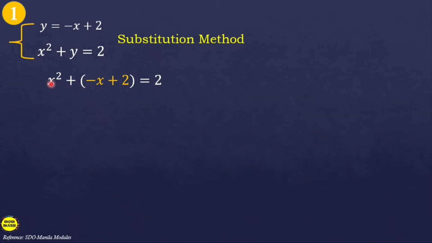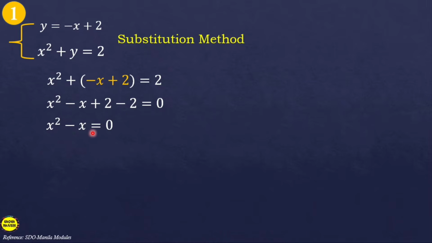So, x squared plus, yung pinalit nating negative x plus 2 is equal to 2. And then, copy x squared. So, positive times negative, that is negative x. Positive times positive, still positive, so that's positive 2. And then, yung 2 natin dito sa right side, ilipat nyo na dito sa left side. That will become negative 2. So, x squared minus x plus 2, 2 minus 2, that is 0. So, ang maiwan na lang ay x squared minus x is equal to 0.